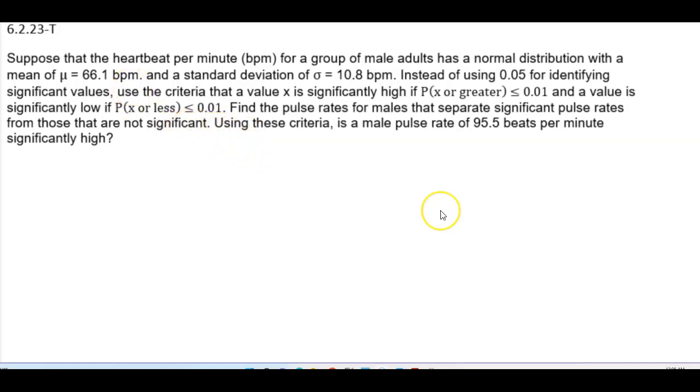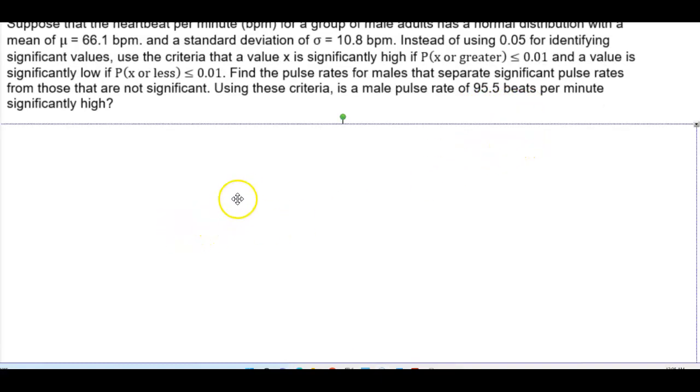Find the pulse rates for males that separate significant pulse rates from those that are not significant. And then using this criteria, is a male pulse rate of 95.5 beats per minute significantly high?